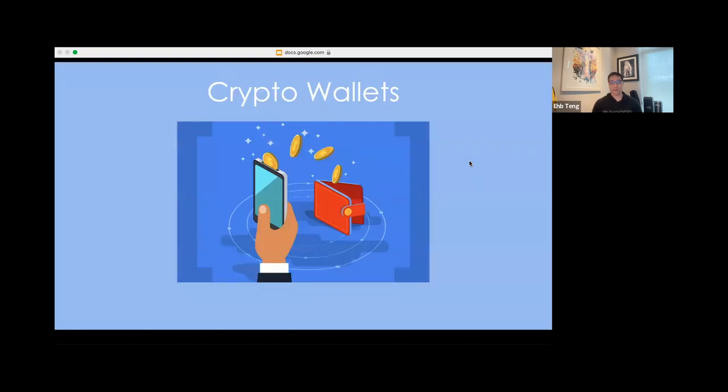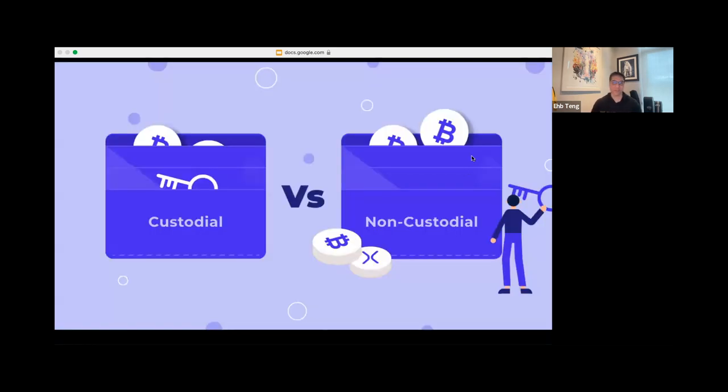Now, in order to trade or invest in crypto, you do need to have a crypto wallet. There are different types of wallets. There's custodial versus non-custodial. A custodial wallet is something that is held by an exchange. For example, let's use Coinbase as an example. If I deposit US dollars into Coinbase with the intent of buying Bitcoin, when I do that exchange and I own the Bitcoin, I'm holding it within a custodial wallet with Coinbase. They're actually controlling my wallet.